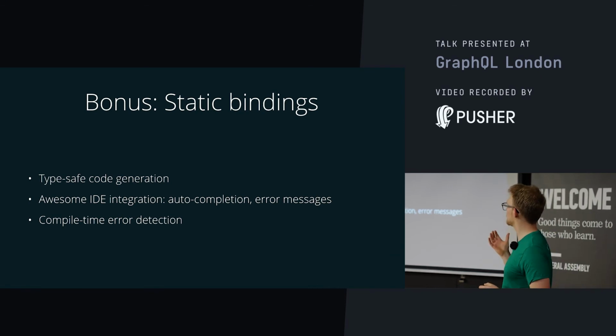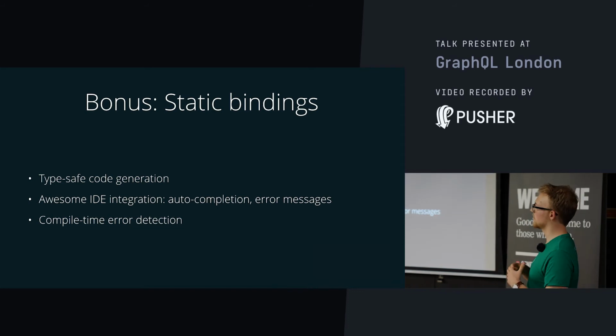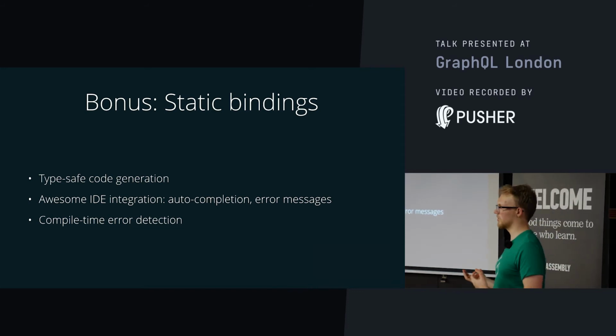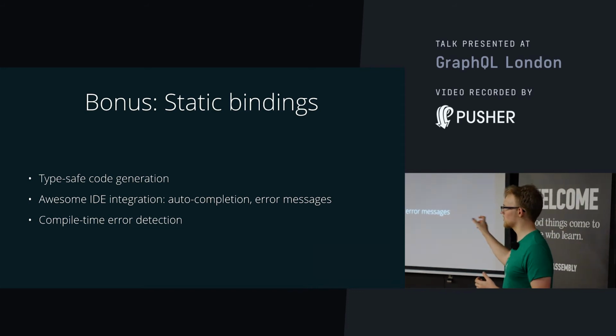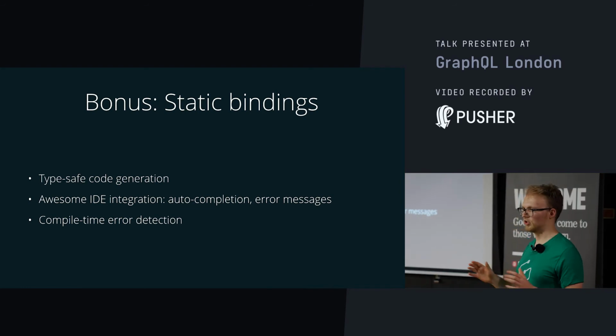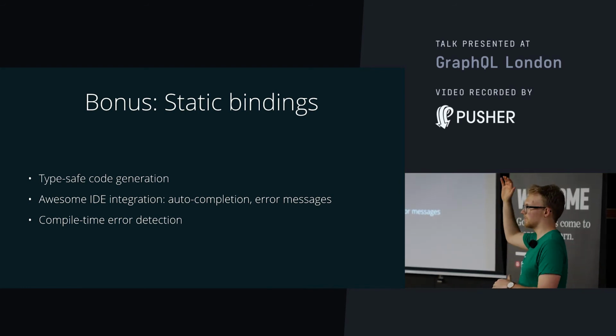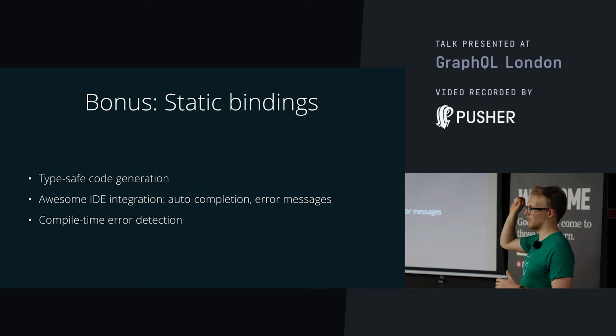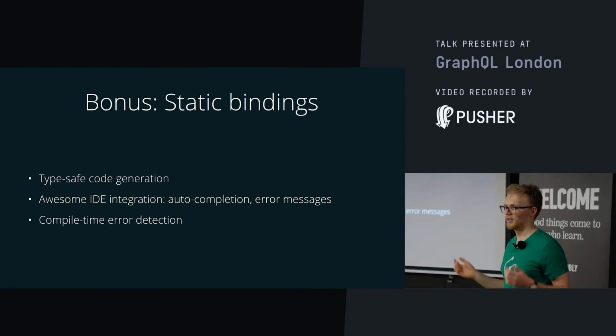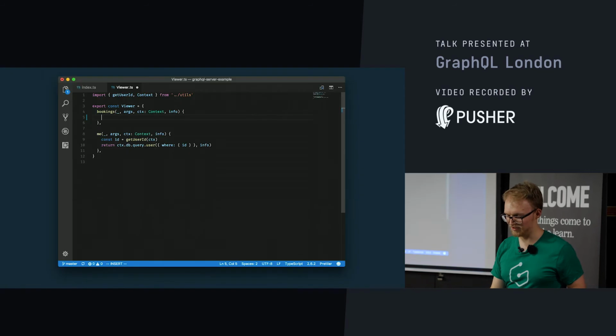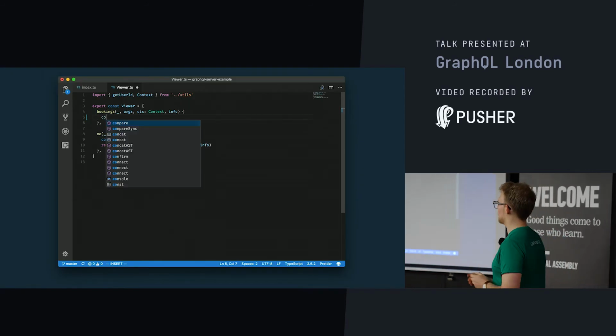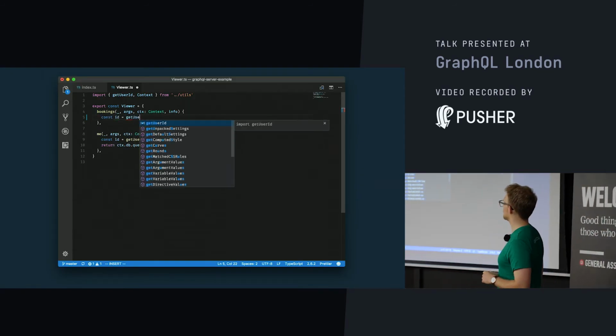If you're using static bindings, you get nice IDE integrations and compile time error detection, which reads as such a small thing, but that's actually a huge deal if you're building big GraphQL servers where you have a little typo somewhere which you've written in the middle of the night, and then you get nice red squiggly lines which tell you, hey, you're stupid. So this is how it looks in action.